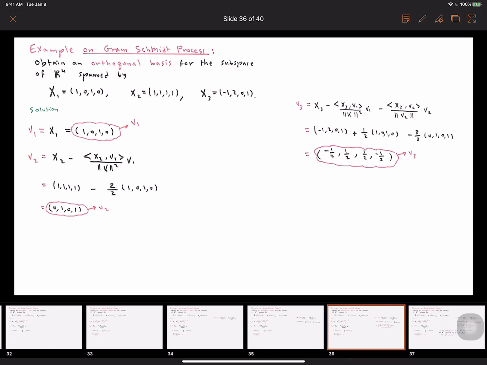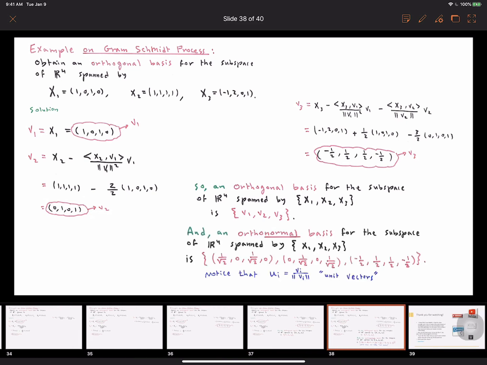Now I have v1, v2 and v3. They mentioned in the problem to make an orthonormal set. So we're going to find the magnitude of each of v1, v2, v3 and divide by their magnitudes to make them orthonormal. So an orthogonal basis for the subspace of R^4 spanned by x1, x2, x3 given to me originally is the new ones v1, v2, v3. And an orthonormal basis for the subspace of R^4 spanned by x1, x2, x3 is the following.